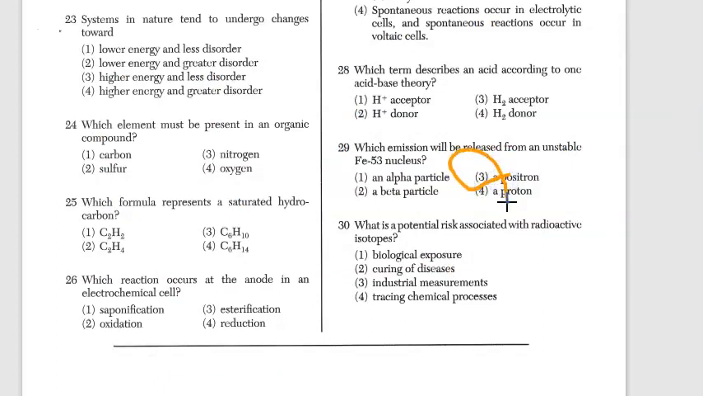And then finally, question 30, what is the potential risk associated with radioactive isotopes? Well, a risk would mean that it's something that could be a problem. And for that, we would say, of course, biological exposure. All right, that's the first 30.